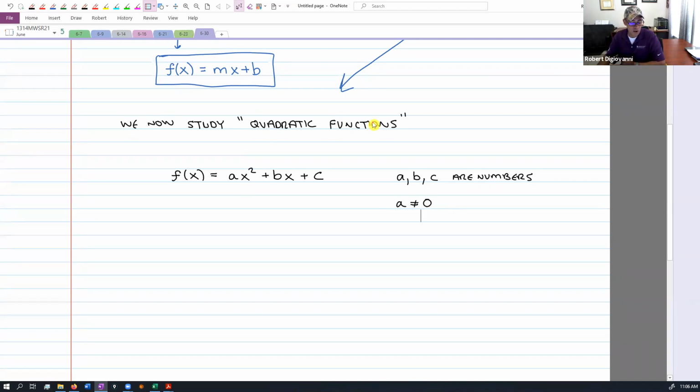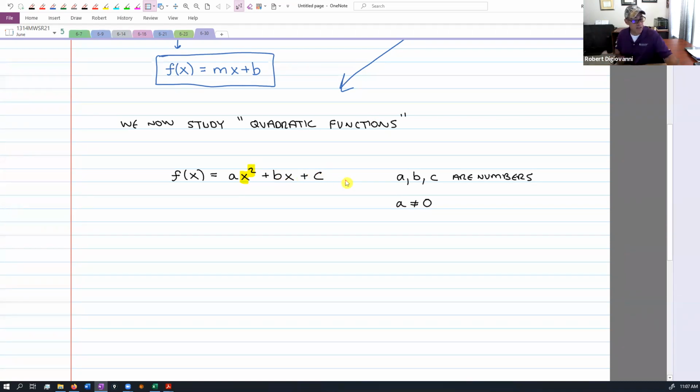So when we're looking at quadratic functions, what's going to let us know that we're dealing with a quadratic function is the fact that we're going to have an x squared somewhere in the function. And that's why we say that a can't be 0. Because if you put 0 in front of this, it kills it off, and then you won't have a quadratic anymore. Now, b and c can be any numbers, including 0.